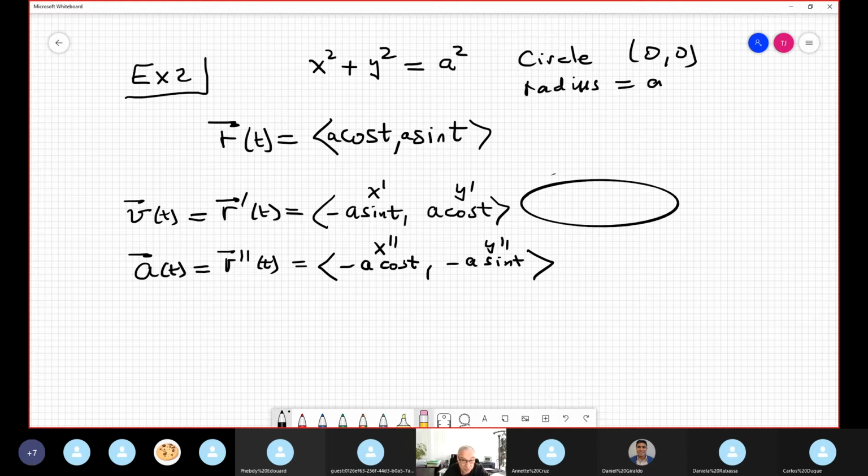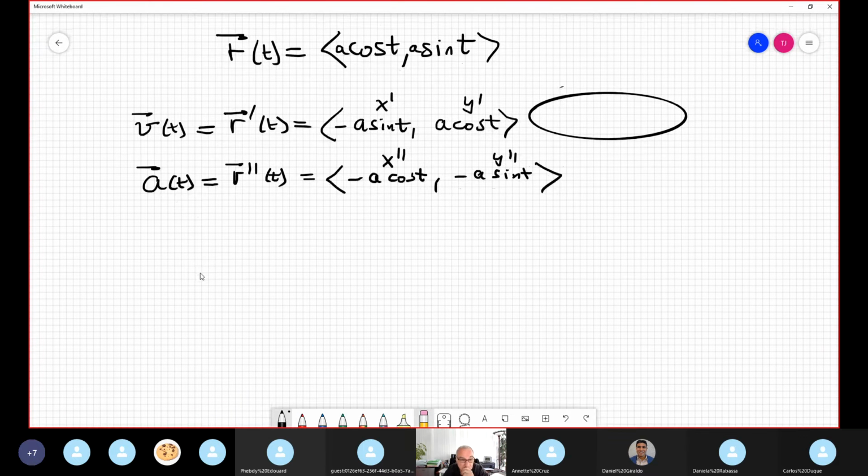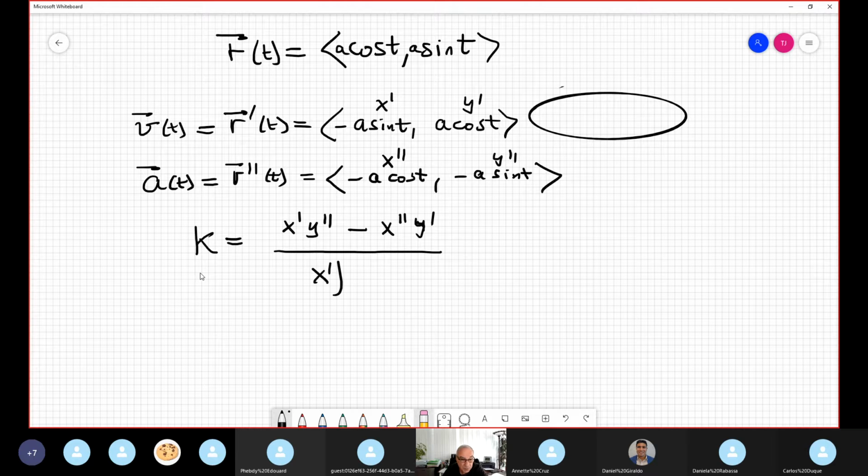Entonces, when you apply the formula of the curvature, remember the formula: x prime multiplication y double prime, minus x double prime y prime, divided by x prime square plus y prime square, everything raised to the 3/2. This is the formula for the curvature.